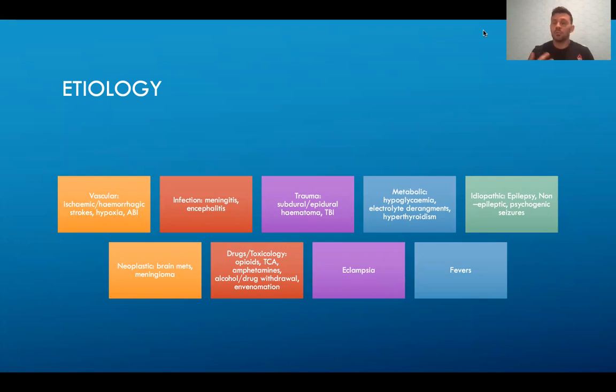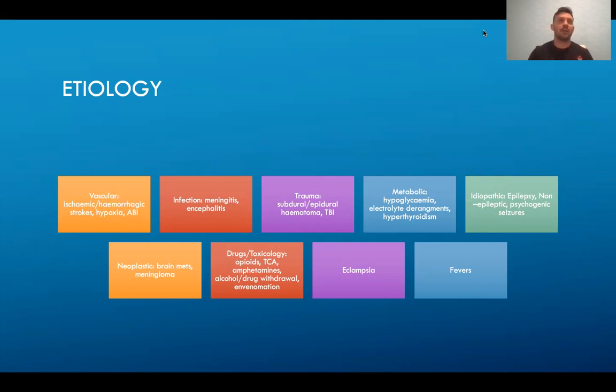Trauma, so subdural and epidural hematomas causing increased pressure within our cranial vault and resulting in a TBI. Metabolic is a big one. So we've got things such as our hypoglycemia, we've got electrolyte derangement. So the main ones being our hyponatremia, hypocalcemia, and hypomagnesia, as well as a bit of B12 deficiency and some hyperthyroidism. Because as we know, those patients are constantly at an increased basal metabolic rate.